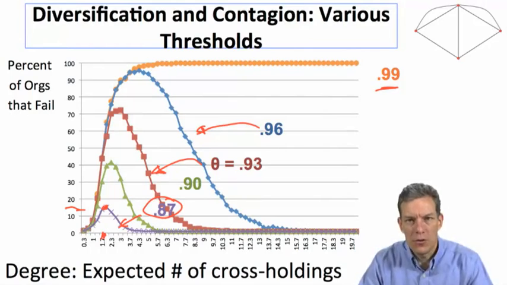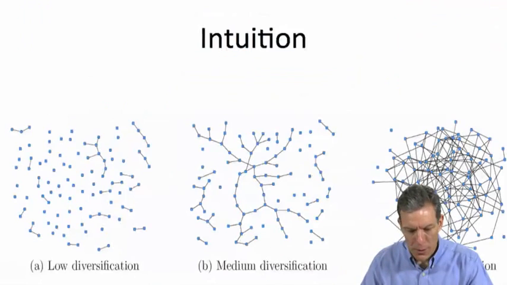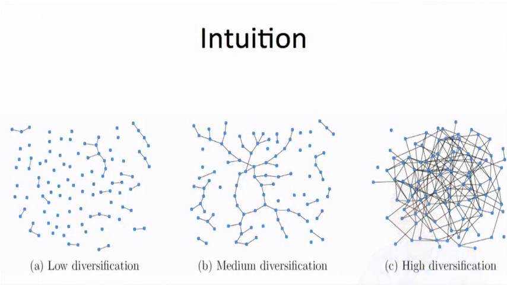Okay, so in terms of the intuition here, what's going on, when we have very low diversification, basically we end up with a very fragmented network. So there's not many cross-holdings, and if any organization gets hit, say this one gets hit, then at most a few other organizations are hit. If this one hits, nobody else, and so forth. So we end up with fairly contained contagions just because there's not much of a network going on.